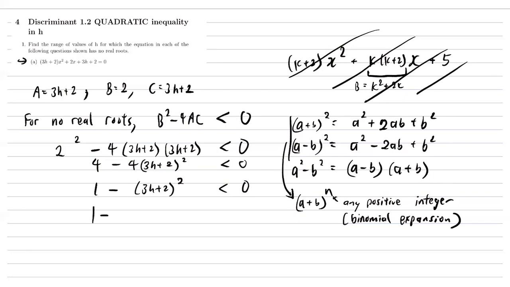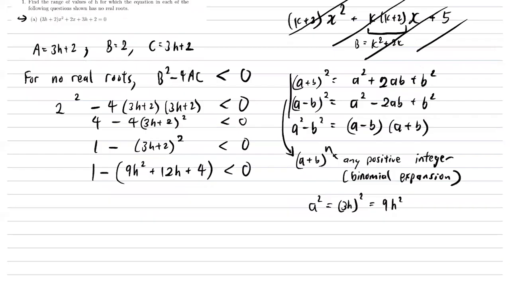Okay, then I expand. So 1 minus bracket. Take note that a square here will be 3h bracket square, which is 3 square h square, which is 9h square, plus 2 times 3 times 2 is 12h, plus 2 square is a 4, less than 0. Don't forget that there's a minus sign at the front. Distribute. So 1 minus 9h square minus 12h minus 4 less than 0. Simplify.